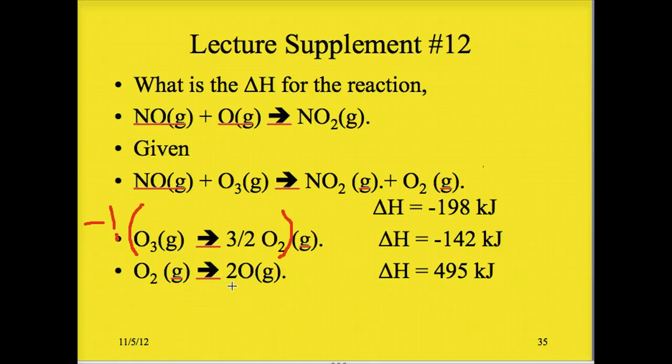And this one does have a unique aspect, the oxygens. I shouldn't say oxygens, the elemental non-diatomic oxygen, which would be this guy. So I have to flip this and divide by 2, or divide by 2 is multiply by half.